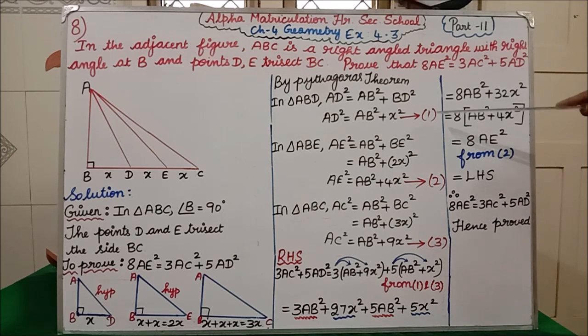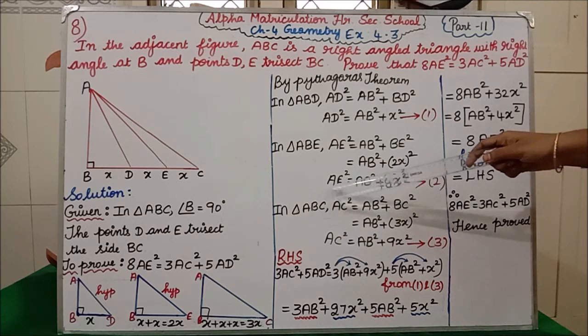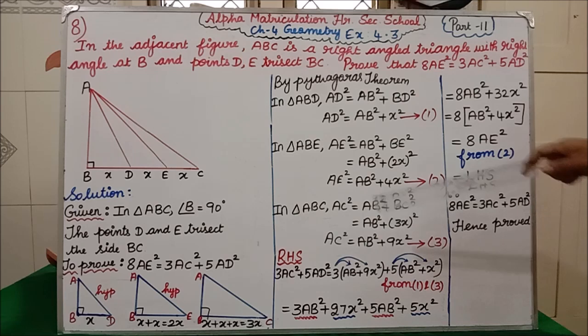Now you see in equations 1, 2, 3 where you are having AB square plus 4x square. Whether in equation 1 we are having AB square plus 4x square? No. Whether we are having in second equation AB square plus 4x square? Yes, we are having in second equation. AB square plus 4x square, here also AB square plus 4x square. Now this AB square plus 4x square, which is equal to what we are having? Equal to AE square. So instead of this AB square plus 4x square, what can we write now? We can write AE square.